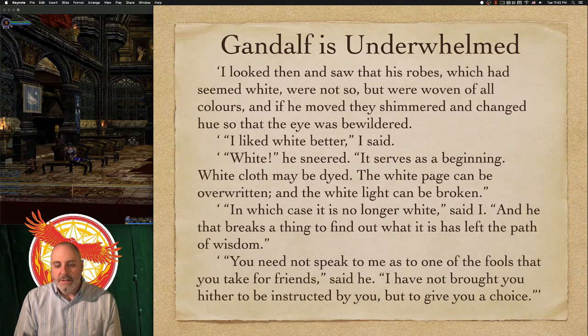You need not speak to me as to one of the fools that you take for friends, said he. I have not brought you hither to be instructed by you, but to give you a choice. Don't speak to me as to one of the fools you take for friends.